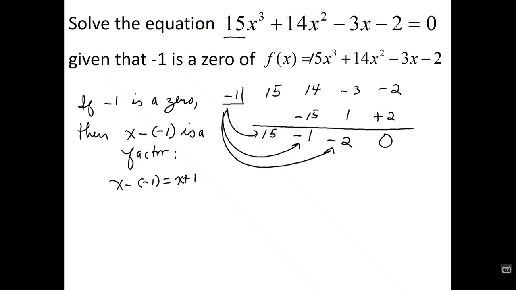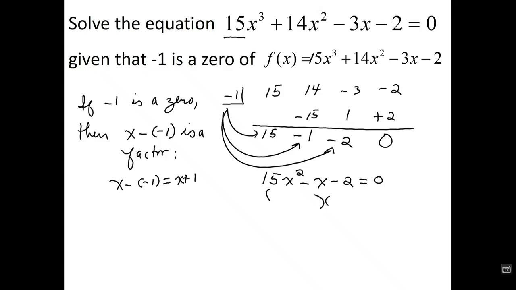So then the quotient, upon dividing by x plus 1, using the coefficients of the bottom row, becomes 15. We started with x cubed, so it has to be 15x squared minus x minus 2. So we basically want to now solve this. Continuing the process, we want to solve that equation.